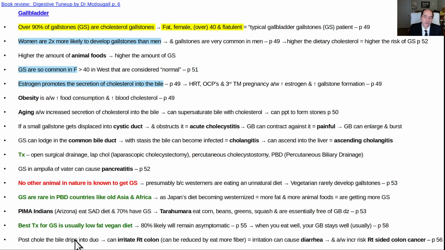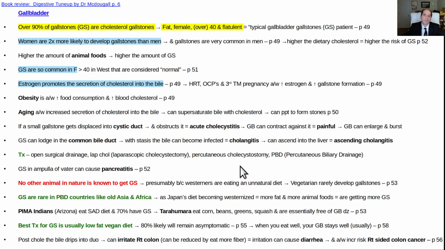If you do a gallbladder surgical removal, like a cholecystectomy, the bile then can't be stored in the gallbladder, and it'll tend to just continuously drip into the duodenum, and that can cause irritation on the right side of the colon, leading to diarrhea. So that's post-cholecystectomy diarrhea. It can cause chronic irritation of the right side of the colon, and it increases the risk of colon cancer.